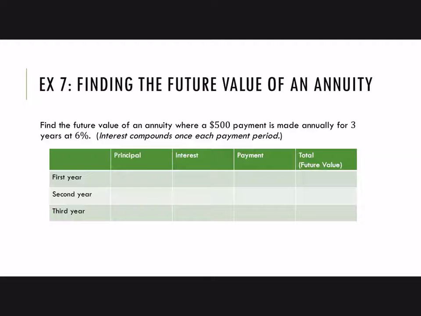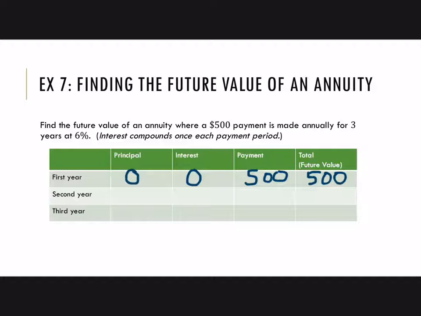Alright, so let's try an example. Let's find the future value of an annuity. This is one that has a $500 payment made annually for 3 years at 6% interest. And here the interest is compounding once per payment period. So for the first year, the principal is $0. Nothing is in the account at the beginning of that first year. It's not until the end of the year that that payment of $500 is made. If there is no principal, then no interest can be earned in that first year, and so the total value at the end of the first year is just that $500.